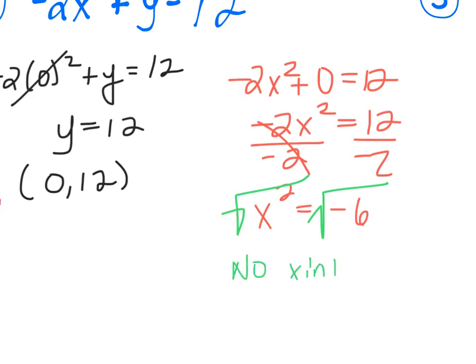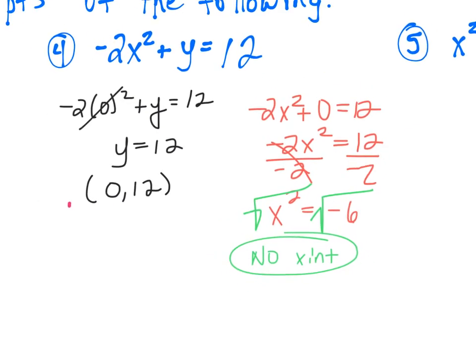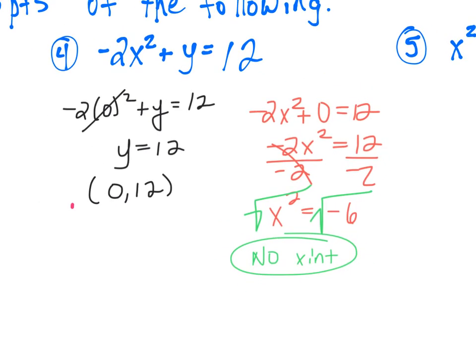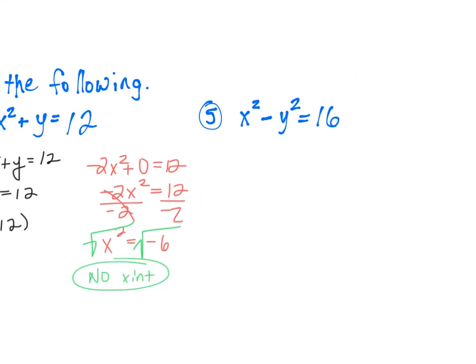X intercept. There you go. That is a possibility. If you got the square root of a negative number, then it would just be no. No x intercept. The y intercept is the only place it touches the graph.